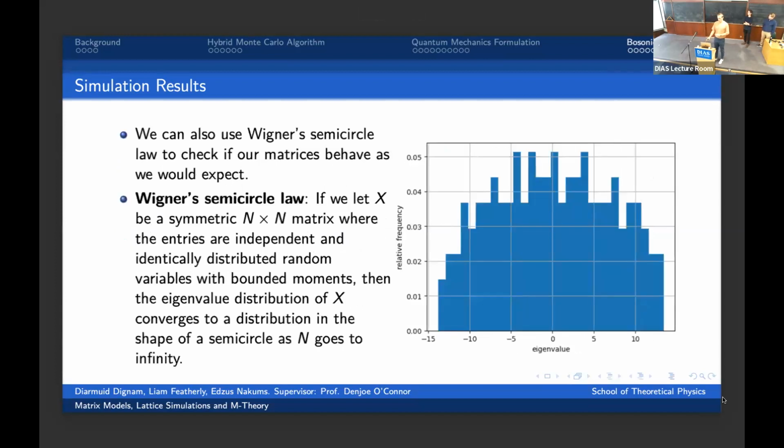There's a second check we could do with Wigner's semicircle law, which is to see, do our matrices behave as expected after we do everything? Basically that's saying, if we let X be a symmetric n by n matrix, where the entries are independent and identically distributed random variables with bounded moments, then the eigenvalue distribution of X should look like a semicircle in the high n limit. Now, I couldn't go too high in n just because my computer couldn't handle it, but you can see here there is a semicircular looking distribution. So that is a great sign that, again, our code is working as we would expect it to.